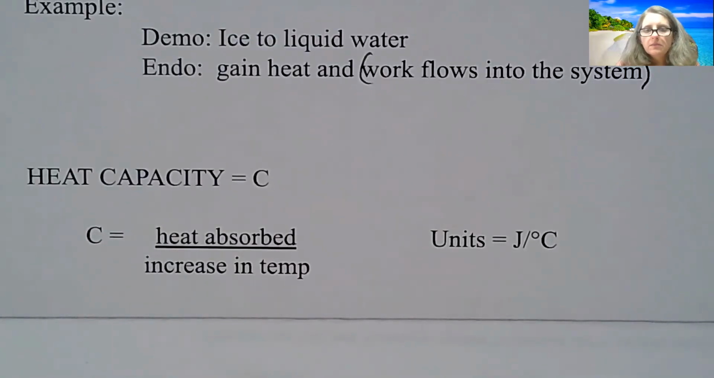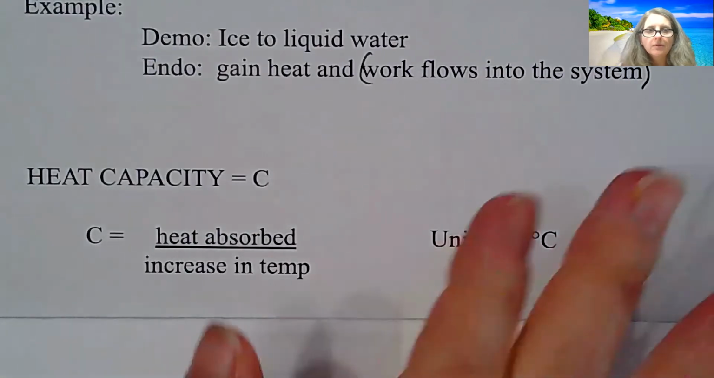So this is going to be part 2 of lecture 5. I'm going to talk about heat capacity and specific heat capacity and do some calculations with this. So heat capacity is usually labeled as a capital C.